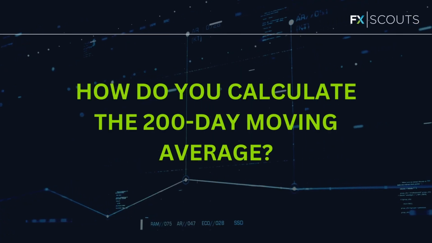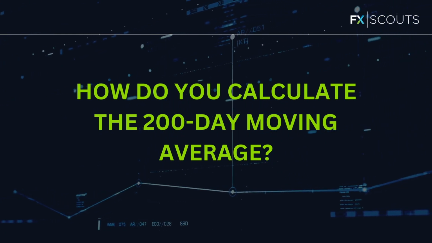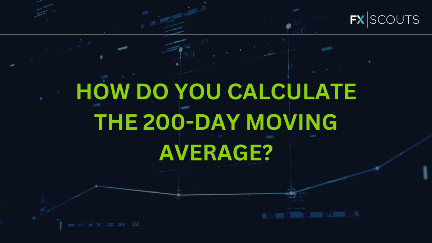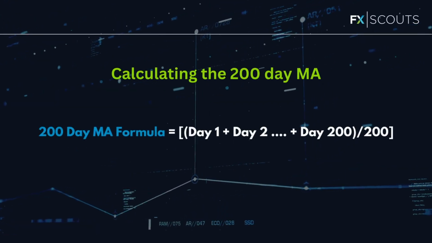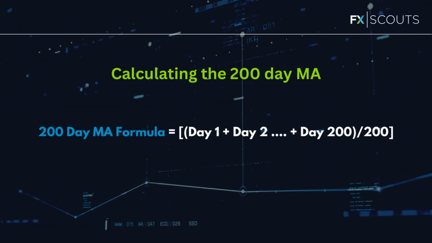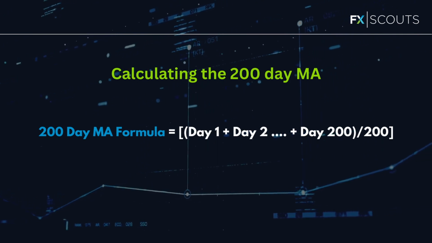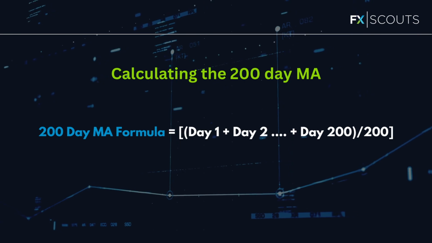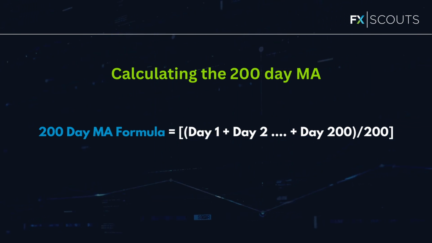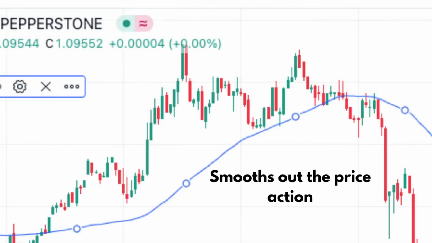So how do you calculate the 200-day moving average? Like other moving averages, the 200-day moving average can be calculated by adding up the closing prices for each of the last 200 days and then dividing this by 200. Each new day creates a new data point. Connecting all the data points for each day will result in a continuous line which can be observed on the charts.